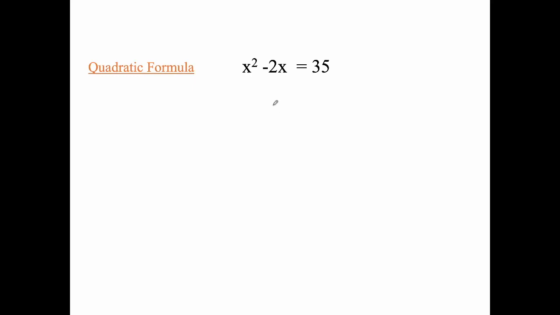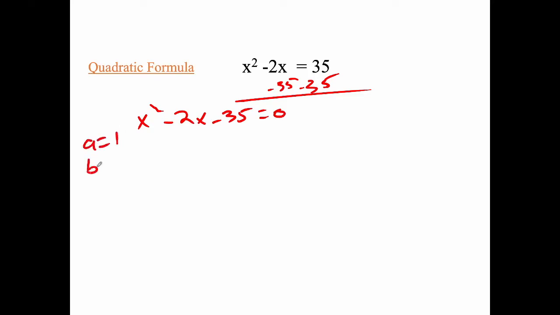Okay, so here we go. I always have to get it into standard form. Move the 35 over. X squared minus 2x minus 35 equals 0. I like to identify a as 1, b is negative 2, c is negative 35. This will alleviate problems. Okay, I like to solve for big D, the discriminant. Big D is b squared minus 4ac. I'm going to do that first.